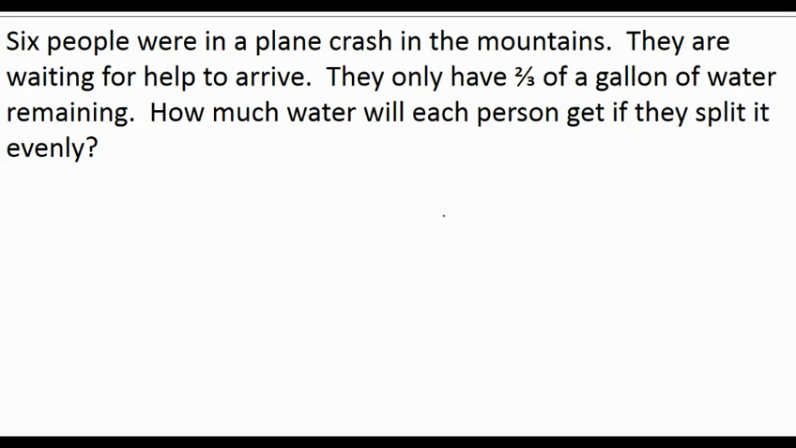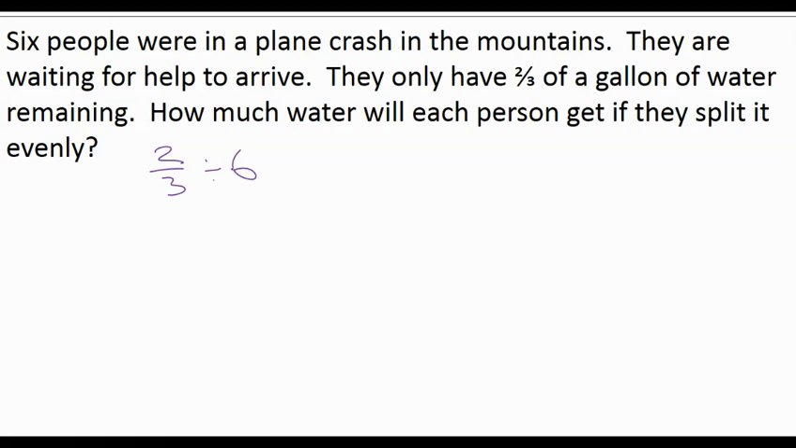Let's find out. So there's 6 people in the plane crash, and there's 2/3 of a gallon of water. So we know it's either 6 divided by 2/3 or 2/3 divided by 6. And I have a lot of students who get confused. Which one goes first? Whatever goes first is what you are dividing. So there's 6 people and there's 2/3. There's people and there's gallons of water. Am I dividing up the people or am I dividing up the water? Obviously, I'm dividing the water. So it's going to be 2/3 divided by the 6 people.